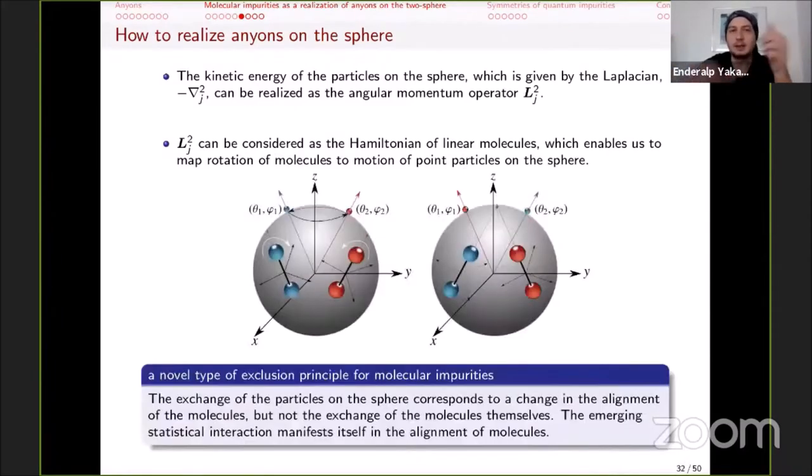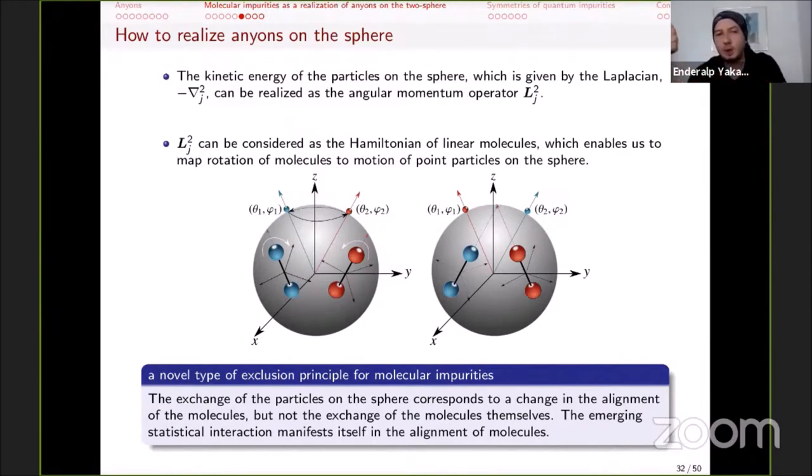But this is very interesting. For example, consider two molecules. And now I'm not exchanging these molecules, I'm not swapping these molecules. I'm just playing with their rotations. Just by playing with their rotations, I can exchange the corresponding point particles on the sphere. So this is very important. This means that if you immerse molecules in a bath, or if you couple these molecules to a bath, then there should exist some kind of exclusion principle for these molecular impurities due to the statistical interaction.